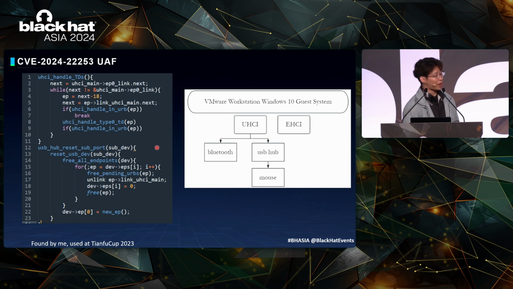It's a UAF bug. In this function, it takes out the next pointer from the UHCI main structure's link. If it's not the beginning of the link, it gets the endpoint structure by subtracting from the variable next. Then it obtains the next member of the link. Later, it handles the control type endpoint in further operations.